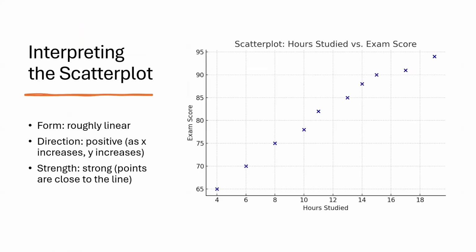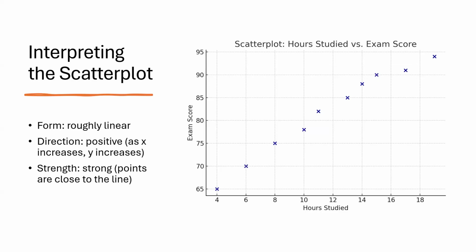Once we have our scatter plot, first thing to do is look at the form. Is the relationship linear or curved? In this case, the data follows a straight line trend, which means it's linear. Next, we check the direction. Here, as X increases, more hours, Y also increases, higher scores. So we call this a positive relationship.